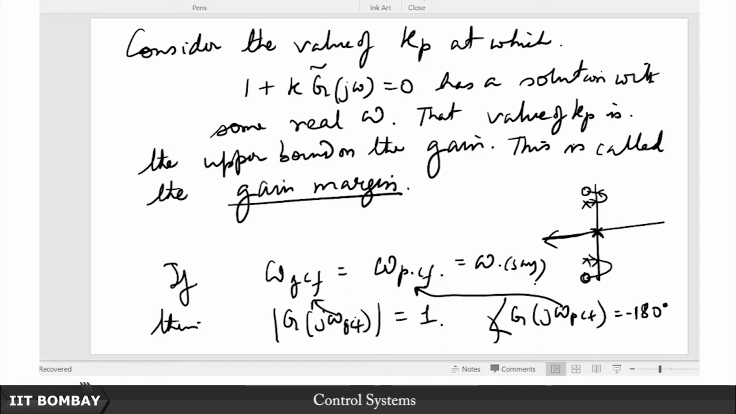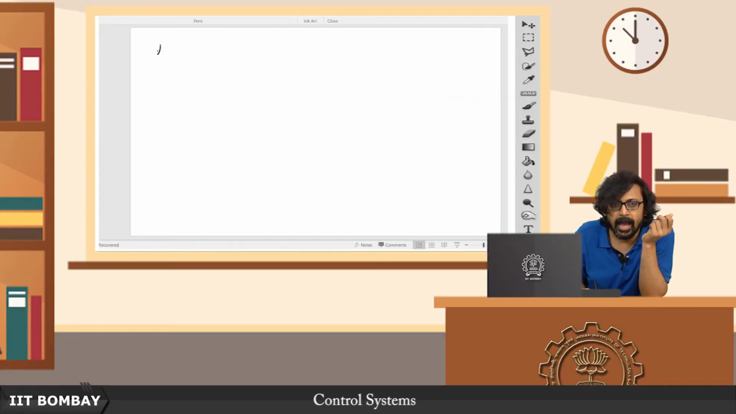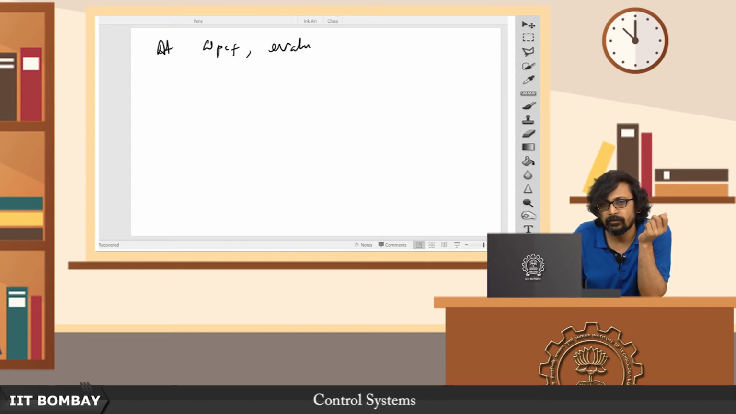In other words, this phase crossover and gain crossover coalescing or coinciding is exactly the situation I want to avoid, because at that condition I have this understanding that the closed loop system's poles will be on the imaginary axis, and that is the critical point for stability. So therefore, what we then say is that at omega PCF, evaluate mod of G j omega PCF.